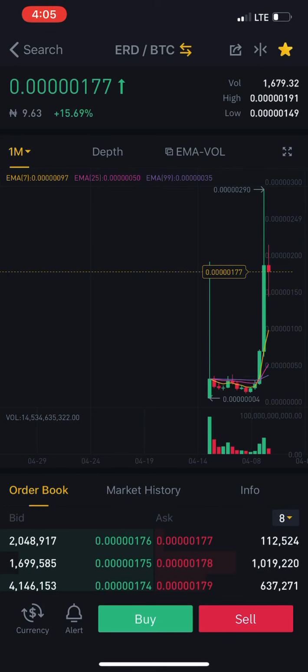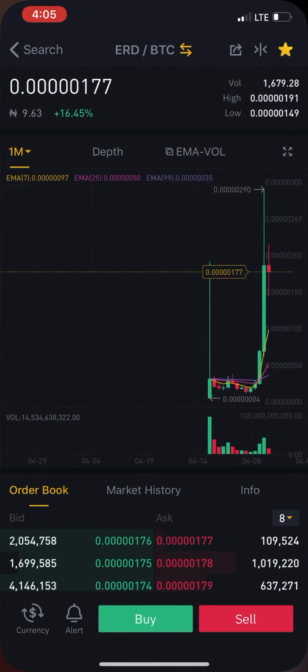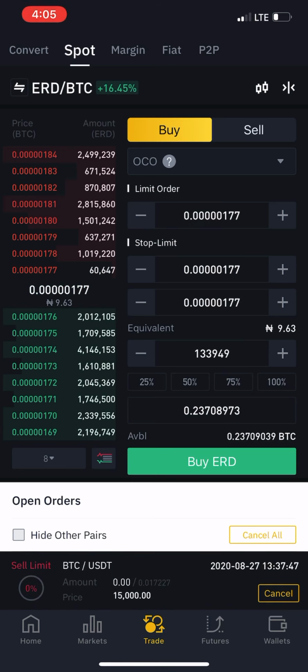So remember, we are trying to buy at 164. So all you have to do is click buy. Are you getting my point now? So once you click buy, what is happening?